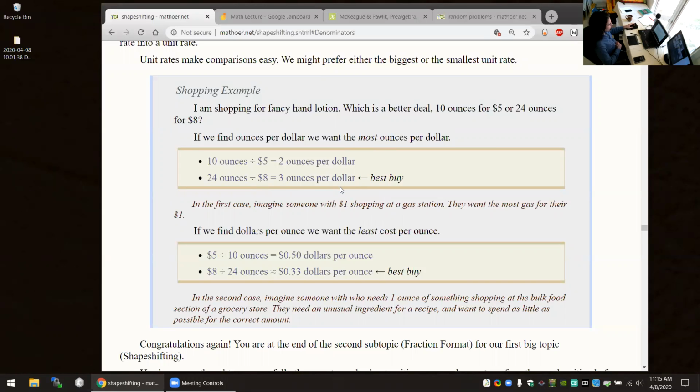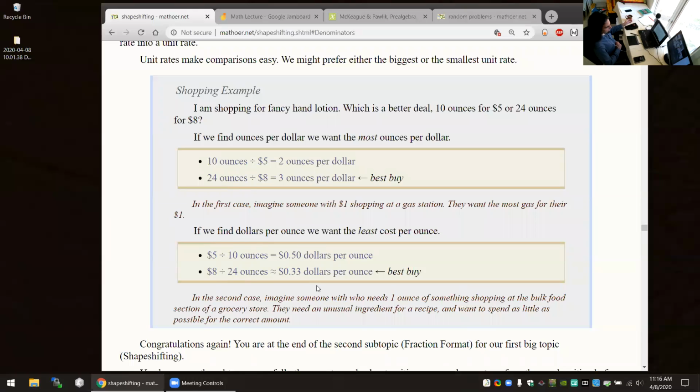Some people say, wait a minute, my brain works differently. That seems totally the wrong way to do this. I want to start with the dollars and divide by the ounces. We're going to find money per ounce. So same thing, they're just flipping the order. When they do the division, they get $5 divided by 10 is 50 cents per ounce, or $8 divided by 24 is 33 cents per ounce.